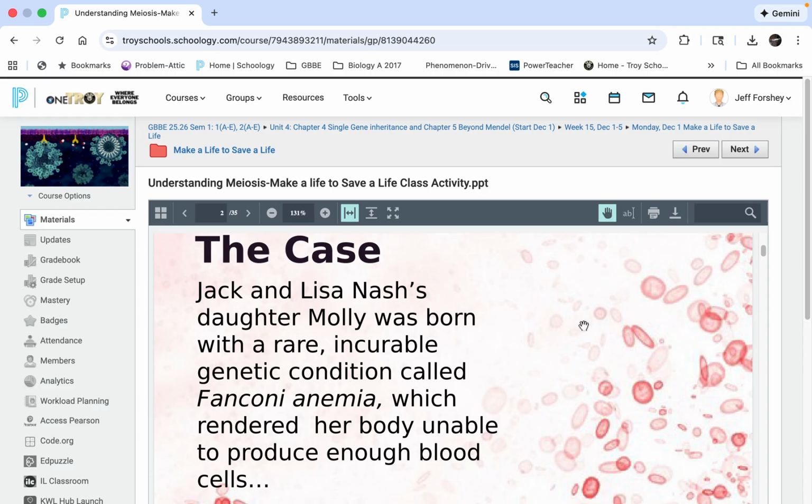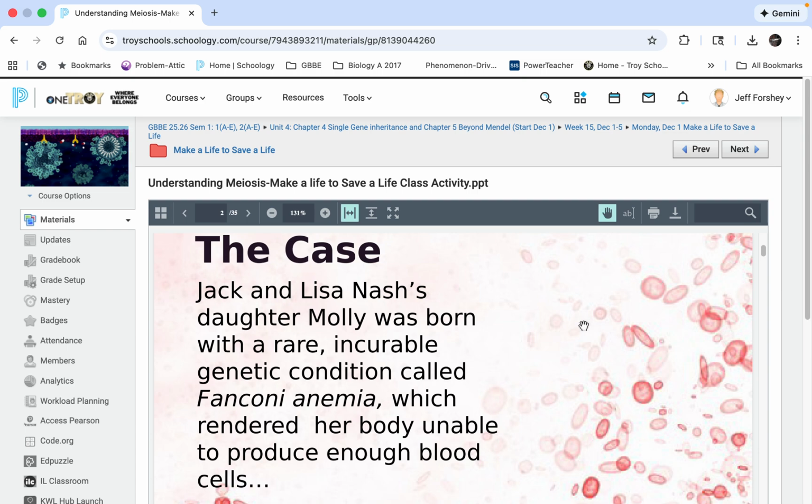Now, this is about the Nash family and their daughter Molly, who was born with a rare incurable genetic condition called Fanconi anemia, which is a blood disorder. And so the parents were thinking, well, we will have another child that we can then use that blood source to help our sick child. Now, this is what you're going to try to figure out: is that really possible to do this? That's why it's called Make a Life to Save a Life. They're thinking that because they have a daughter with a disease, they could have another child that can help the sick child get better.